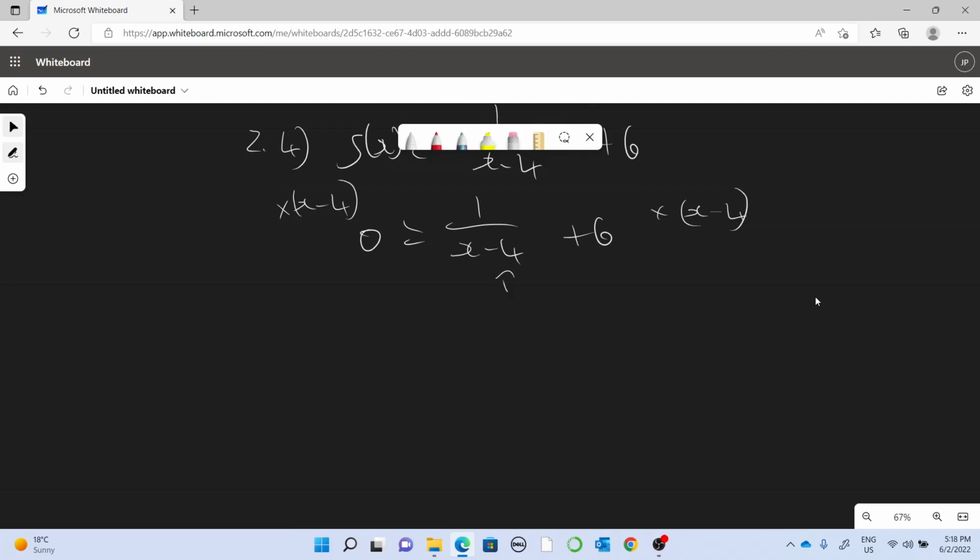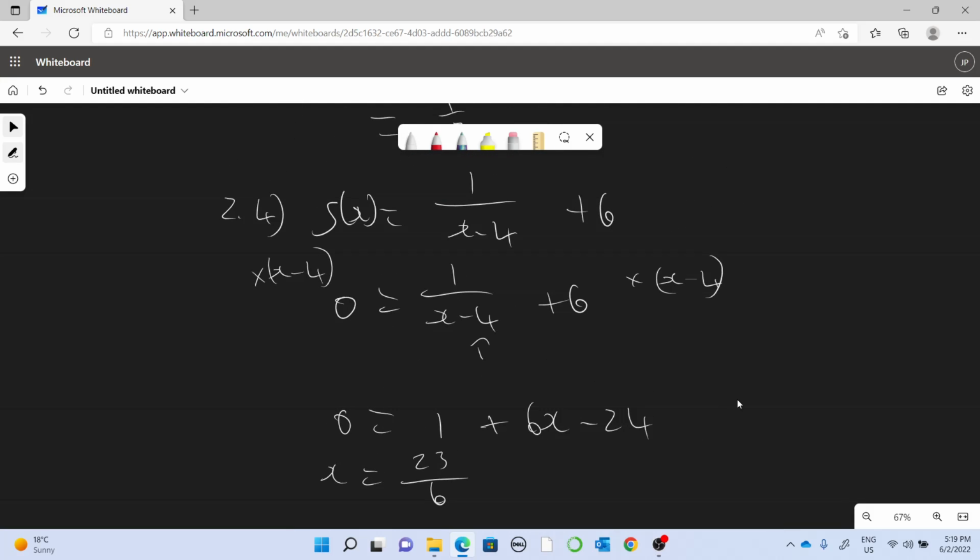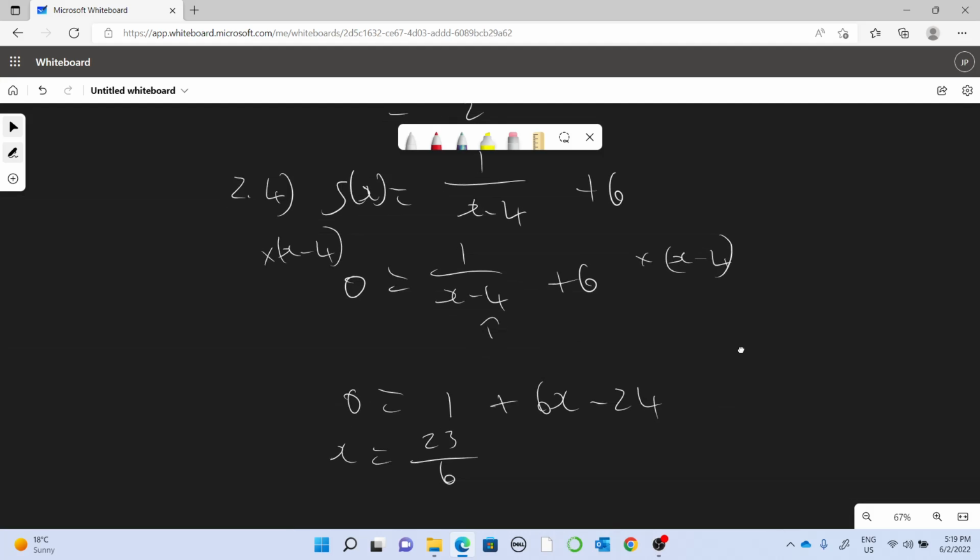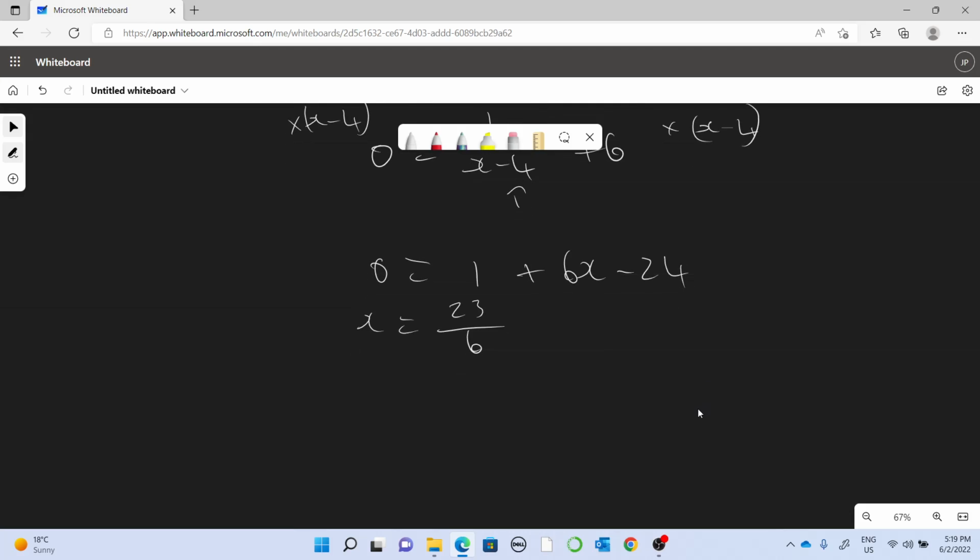If I do that, I'll end up with 0 equals 1 plus 6x minus 24, right? Now through manipulation, I'll end up with x equals 23 over 6. So that will be my x-intercept, which is F. All I did was make y 0, multiply by the common denominator, and then simplify by algebraic manipulation to get x.